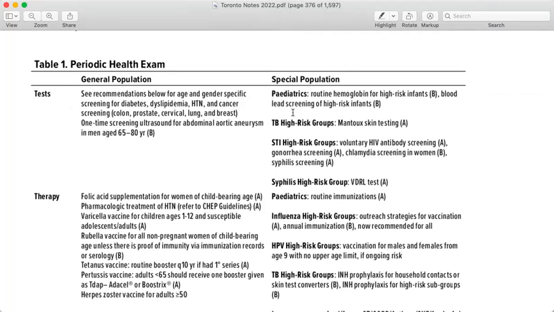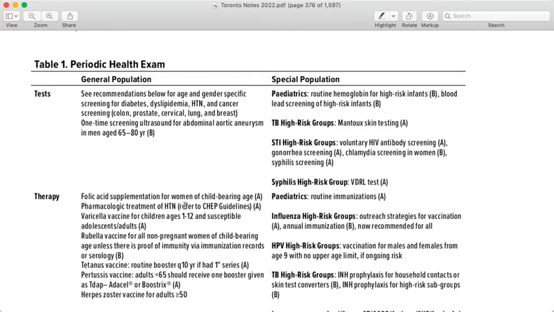Then special population pediatrics, TB high risk factors, and then STI risk factors. Pediatrics routine hemoglobin for the high risk infants, and then blood lead screening of the high-risk infants. TB, Mantoux test should be done in everyone, especially in the indigenous population. STIs, voluntary HIV antibody screening should be done. Then syphilis, high-risk group should be done. The test should be done with the VDRL.